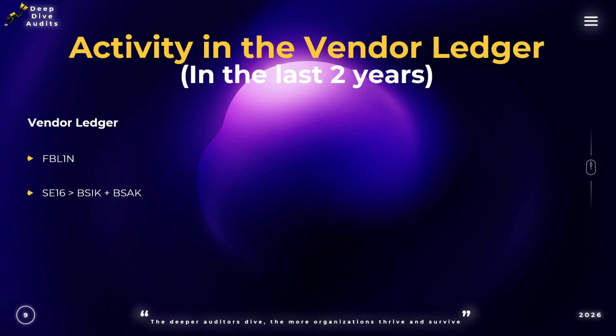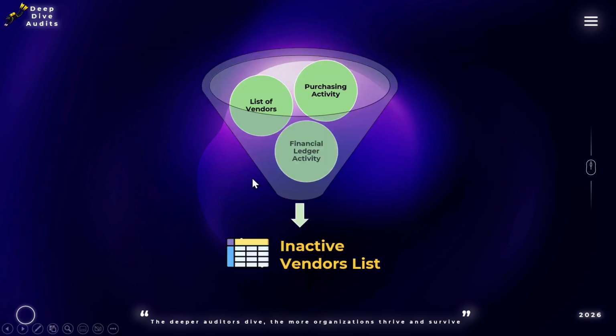Once we put it all together, once we have gathered all these three pieces, combining them gives us a clear, complete picture of which vendors are active and which are inactive. So, a quick recap before we move on. Our vendor master list can be obtained from MKVZ, but my recommended way is through the table LFA1.